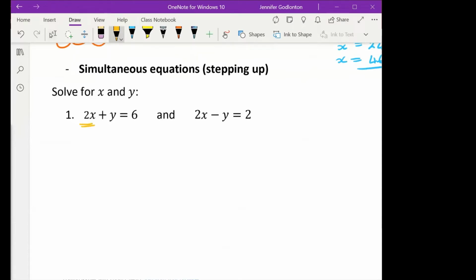So I'm not going to want to isolate that 2x because it's not going to be by itself. But I can isolate that y, for example. So if I'm looking at substitution, I'm going to do substitution in yellow, I'm going to isolate the y. And I'm going to say y is equal to 6 minus 2x. Okay. Now this is what y is equal to. And that is y over there. So when I substitute it in, I'm going to say 2x minus bracket 6 minus 2x equals 2.